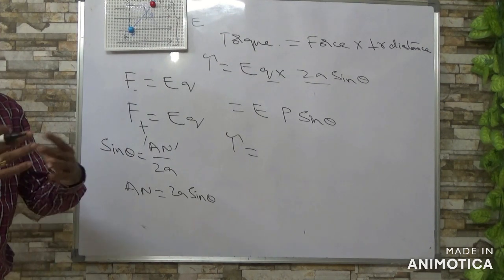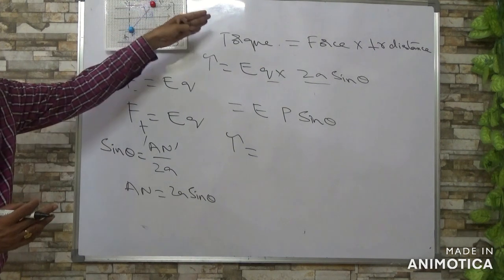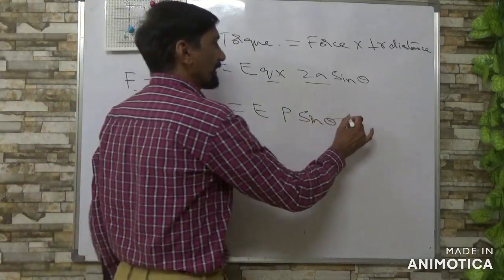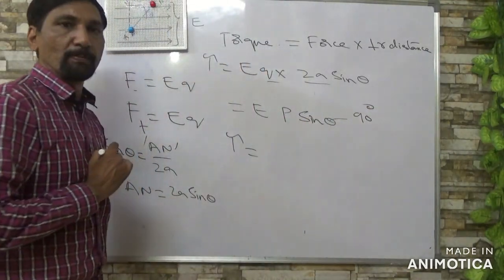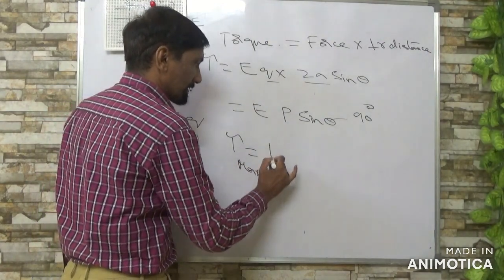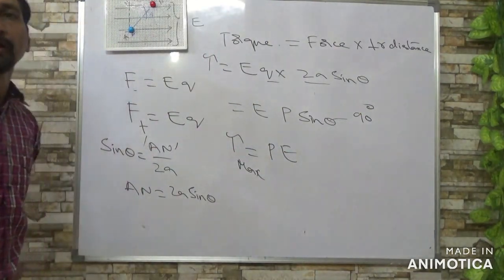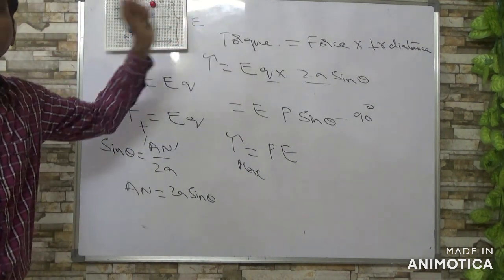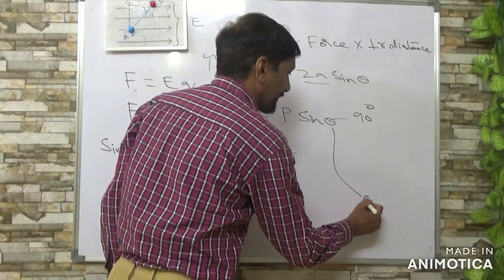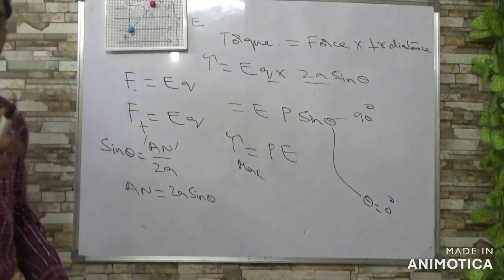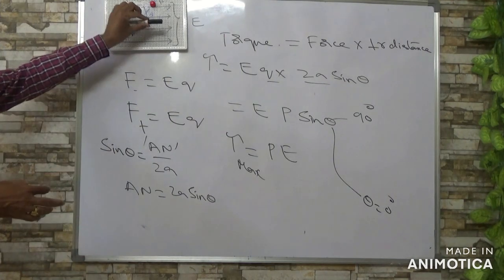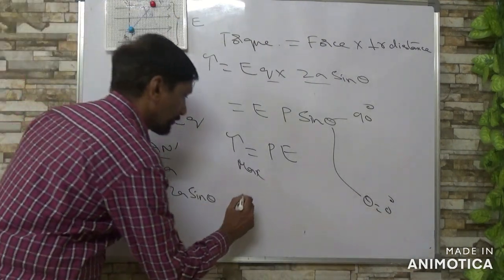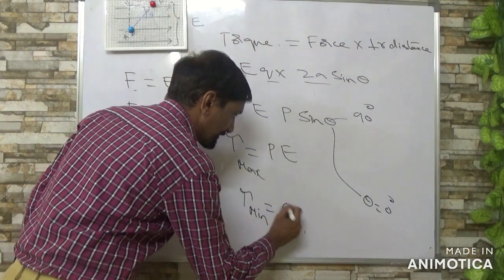Suppose you want to know maximum torque gained by the dipole when held in the electric field. So if you place at right angles, theta becomes 90 degrees, so thereby the maximum torque is equal to PE. Okay. So suppose you want to know minimum torque. Whenever you are placing the dipole along the direction of electric field, in that case theta is taken 0. Okay, theta 0, sine 0 is 0. So tau minimum is 0.